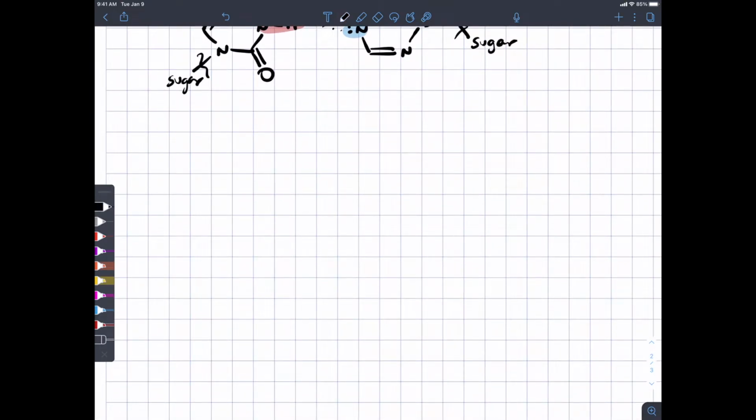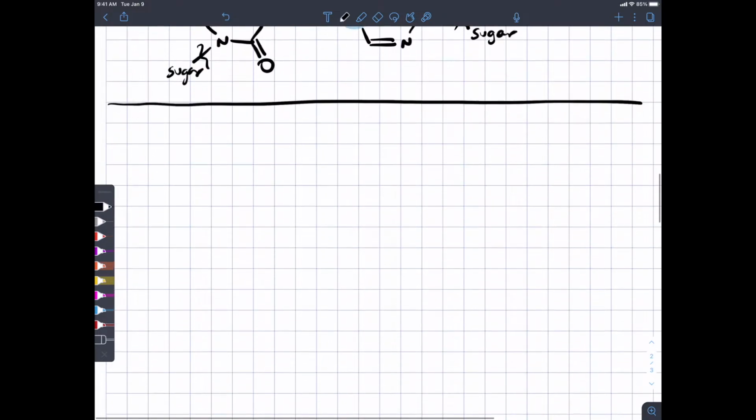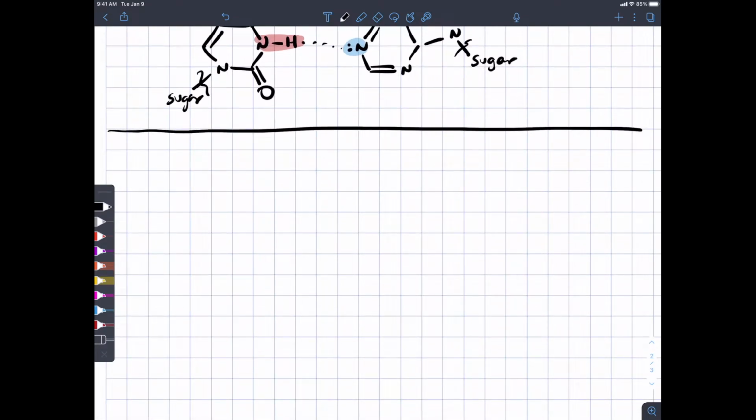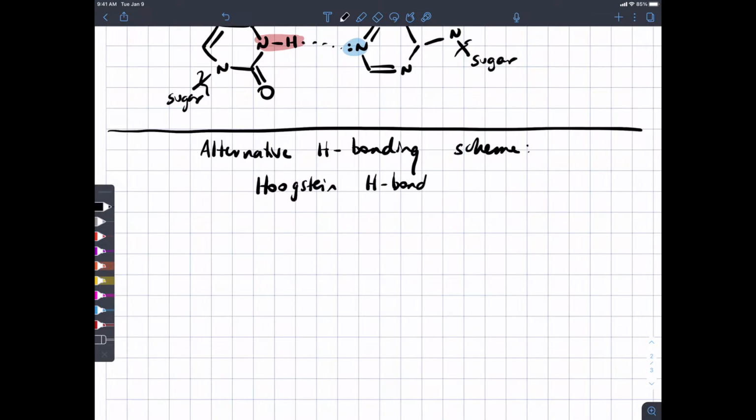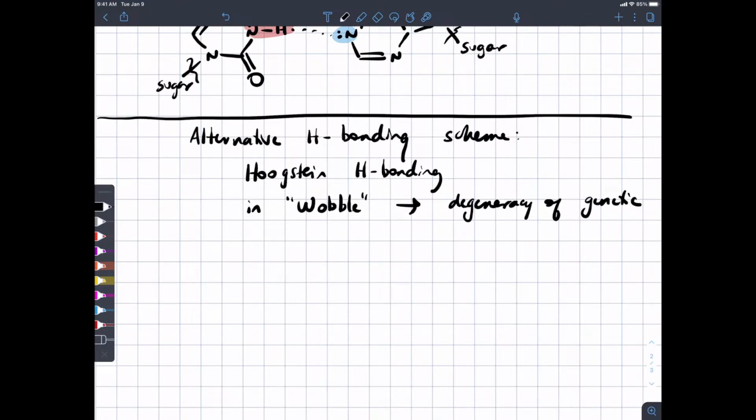There's an alternative to Watson-Crick hydrogen bonding that's important in the genetic code. This alternative hydrogen bonding scheme is called Hoogsteen hydrogen bonding. And it's important in the concept of wobble, which is related to the degeneracy of the genetic code. If none of that sounds familiar, that's okay. You're going to get it in future classes. You may have had some of it already.